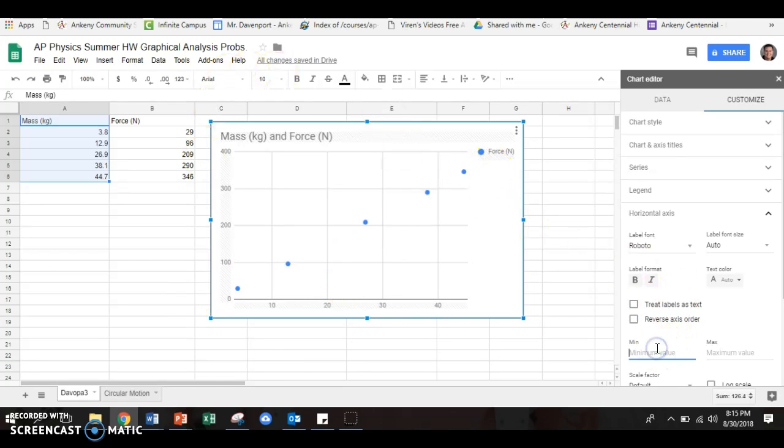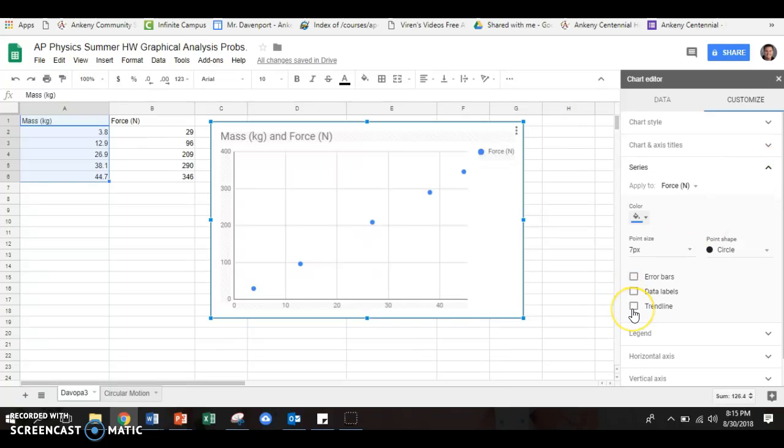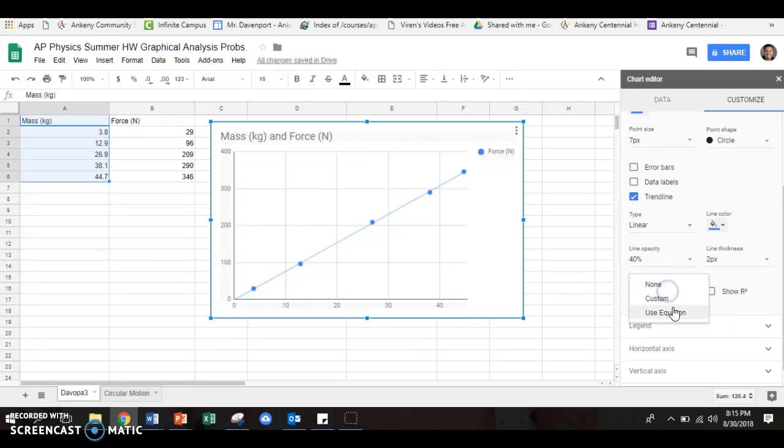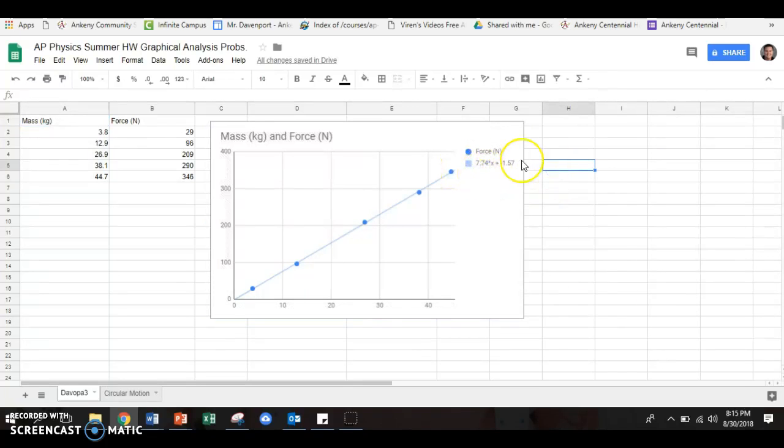You can also go ahead and put in a min value of 0 so you can see the whole thing if you would like. But the question was asking for us to insert a trend line. So if you go up to series, you can select a trend line, and we are wanting an equation there. So if I go ahead and see the equation that popped up in the legend or key or whatever you want to call that, we could retype that out.